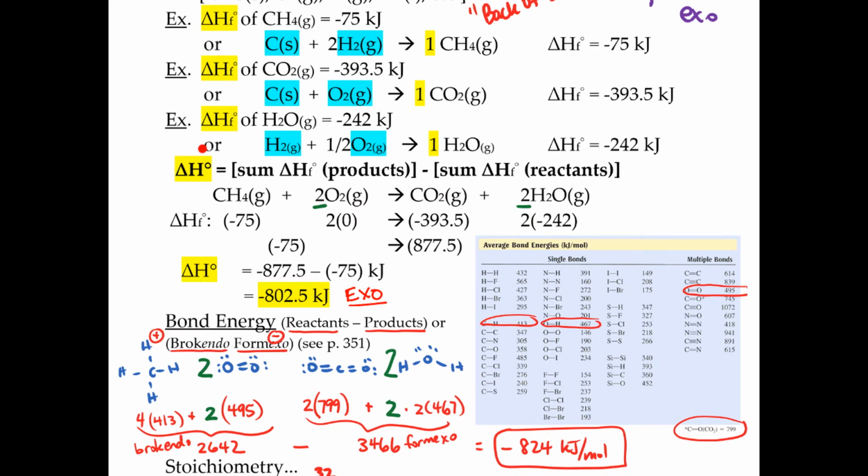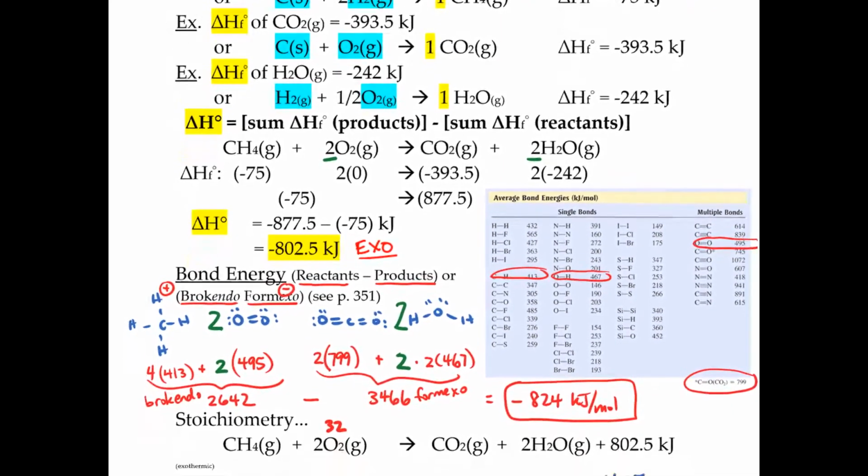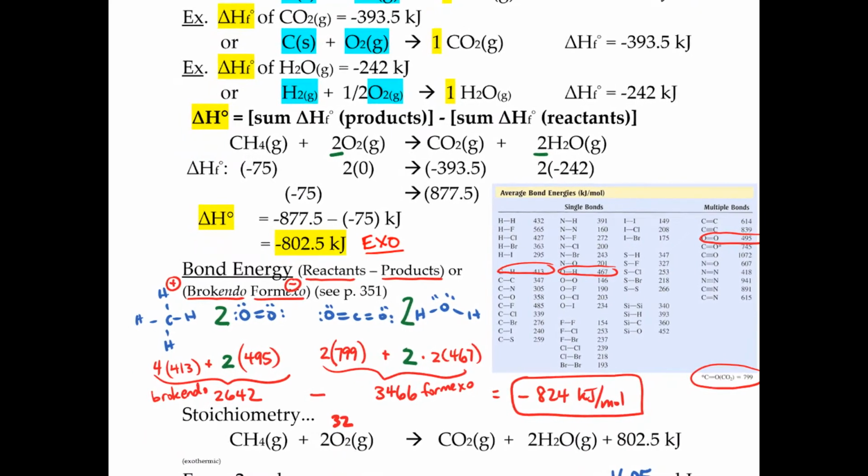Another way to find it is by bond energy. So what you have to do here is you have to draw the Lewis structures for each of these. So let's take the same equation and do it with bond energy. So CH4, here's the Lewis structure. O2, here's the Lewis structure. And we have two of them, so I put a 2 to remind myself. Carbon dioxide, here's the Lewis structure. Water, here's the Lewis structure. We have two of them.